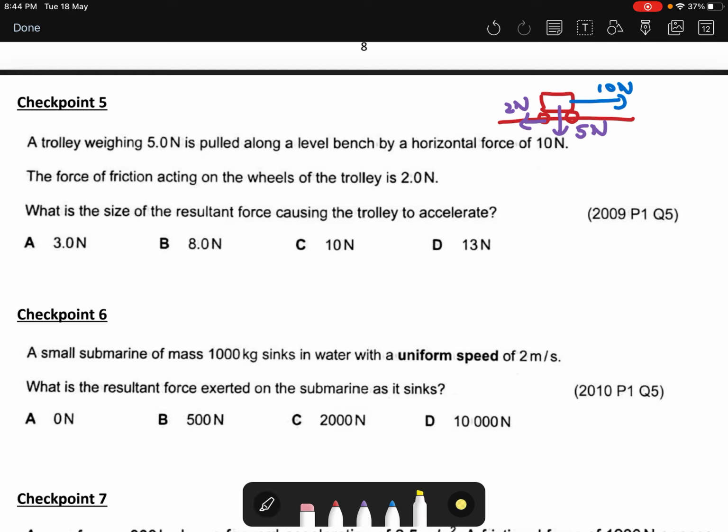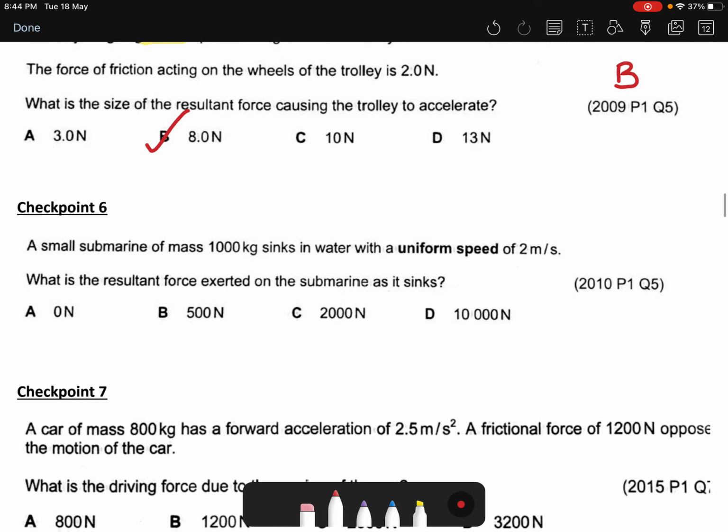Okay, so this is actually a trick question because of this 5 Newton. This 5 Newton actually is irrelevant to the question because I'm moving from left to right. I'm moving in this straight line manner. It's not up to down. If I'm moving up to down, the 5 Newton actually makes some difference. But since I'm moving left to right, the 5 Newton weight we don't need to care basically. Alright, so 10 minus 2 will be the resultant force of 8 Newton. B.